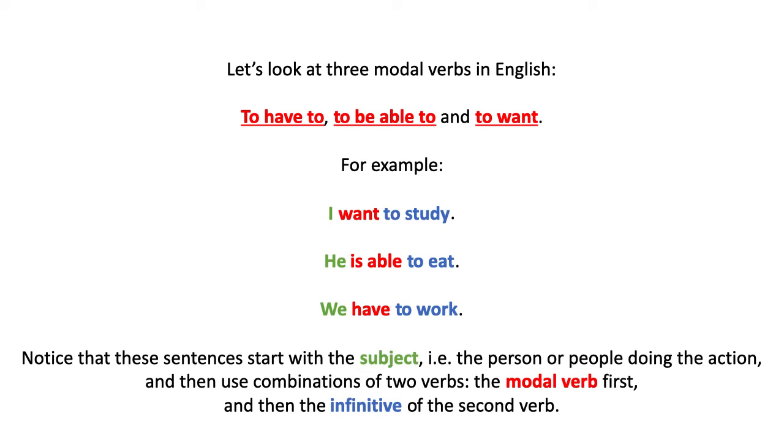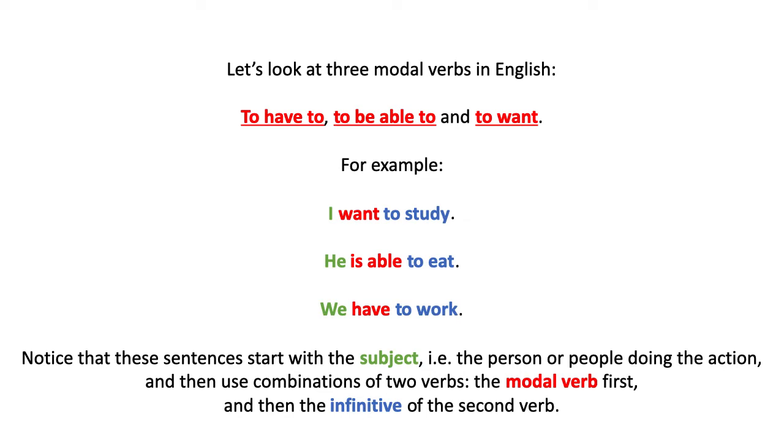All of them start with a subject marked in green, right, which is the person or people doing the action. Then the subject is followed by a modal verb, which is colored in red, and then by a blue verb, right? That's the main verb. Now, let's look at those three examples for a bit, because I want you to notice something very important about how we are using each of the verbs.